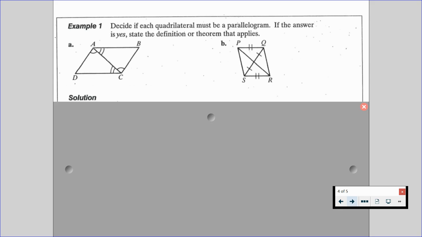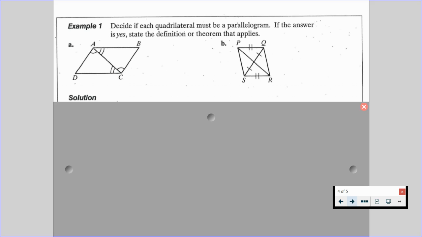So we have letter A. We have what looks to be a quadrilateral ABCD. Looking at it, let's go through our 5 ways to prove quadrilaterals are parallelograms. Do we have any opposite sides that are congruent? No, we do not. Which means we don't have any opposite sides congruent and parallel. So there's 2. We don't necessarily have any congruent angles, which is 3. We do not have 2 diagonals cutting through that are bisecting each other, so we can't prove it that way.